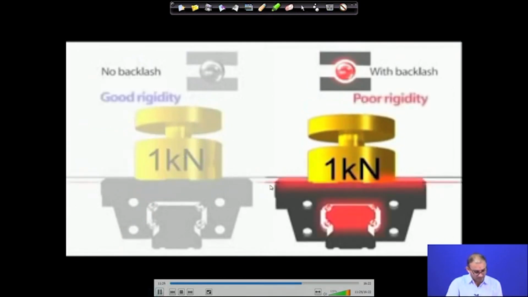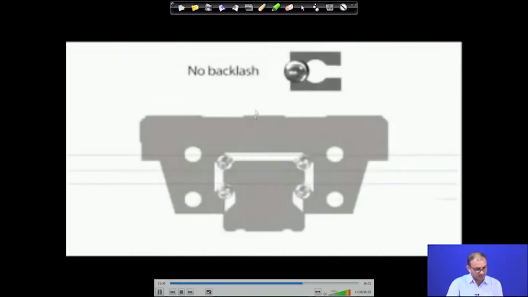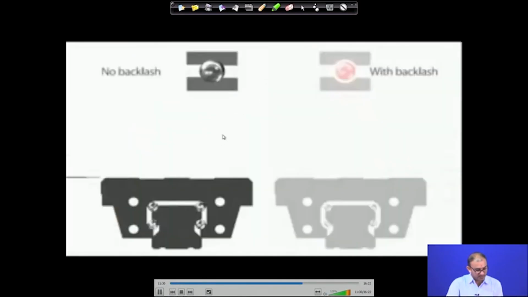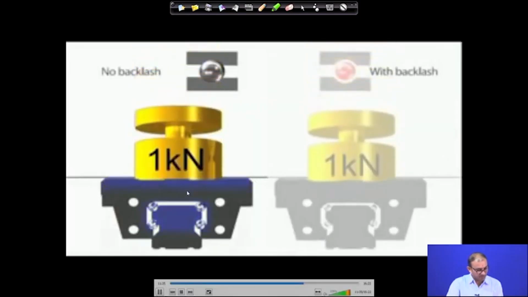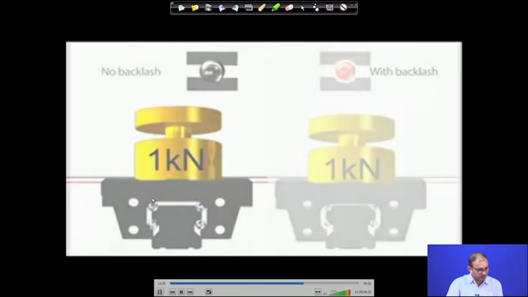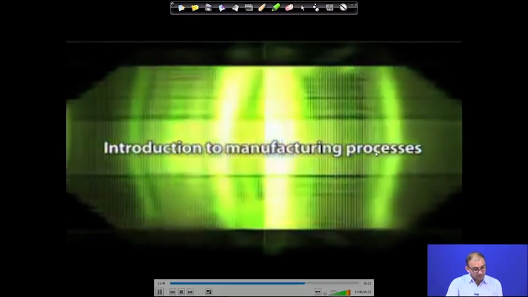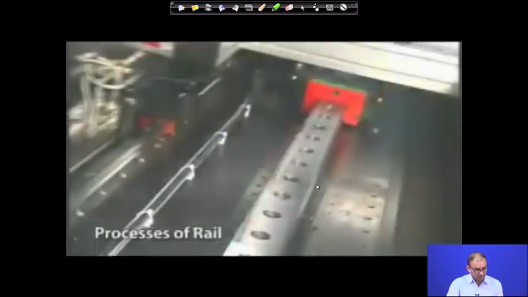Right. So, this is the deformation: your reference line is shifted and it has poor rigidity. When there is no backlash, your reference line will not shift, and whatever loading is there will be taken care of by the parts. So, how do you manufacture this particular linear guideway?